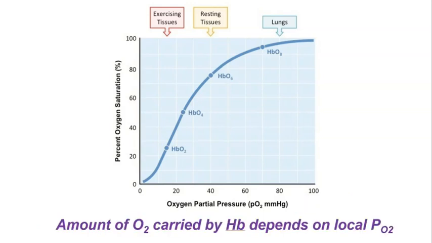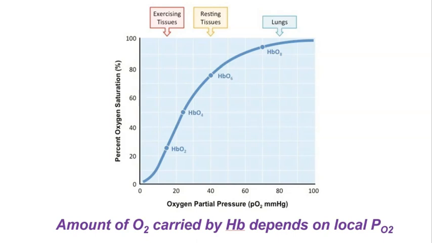So we see that the partial pressure of oxygen is the largest influence on hemoglobin's ability to bind and release that oxygen. The amount of oxygen carried by hemoglobin depends on the local concentration, or the local partial pressure of oxygen. If more oxygen is present, more of that oxygen is going to be bound to hemoglobin, and if less oxygen is present, less oxygen is bound to hemoglobin.